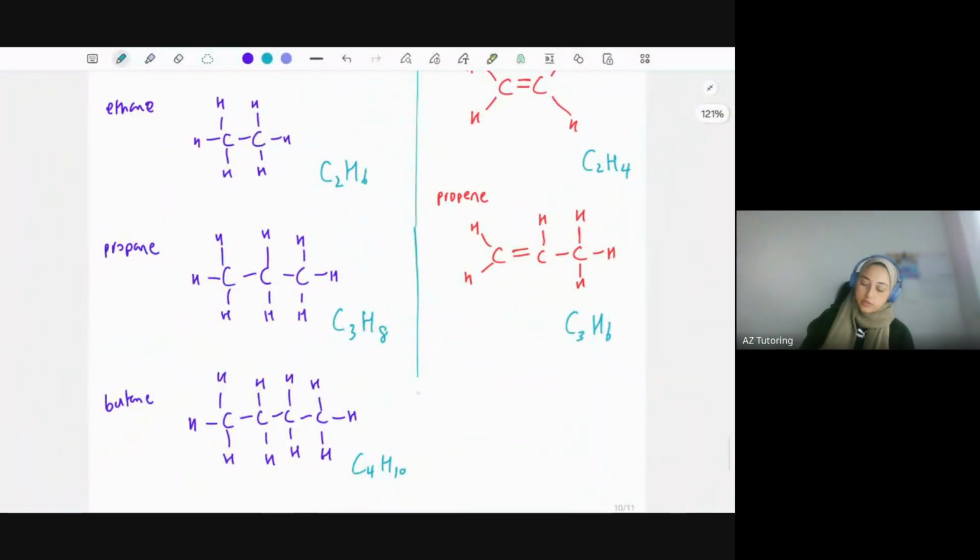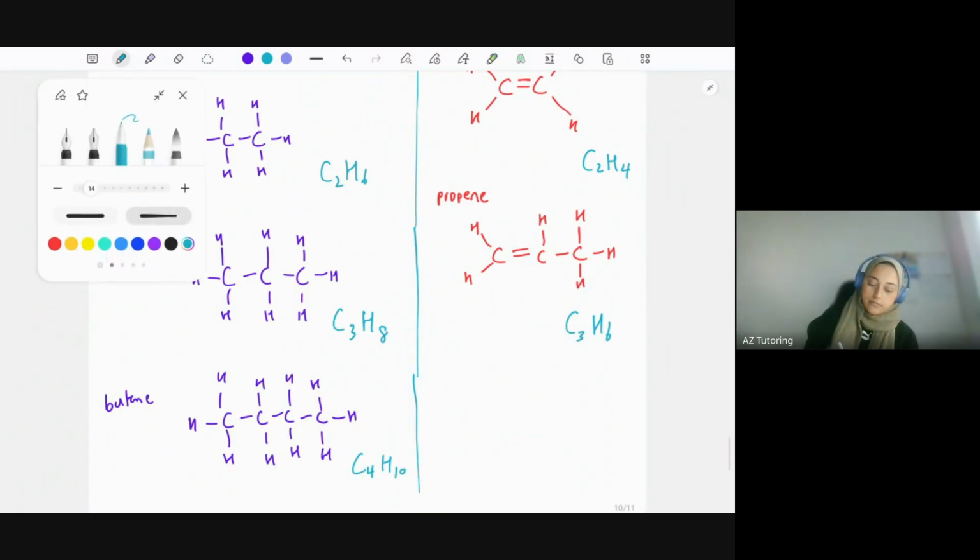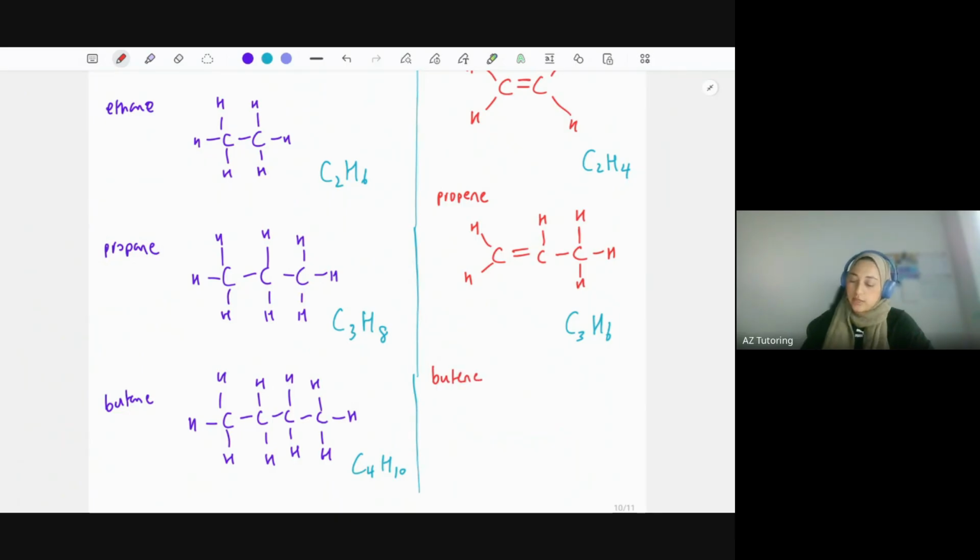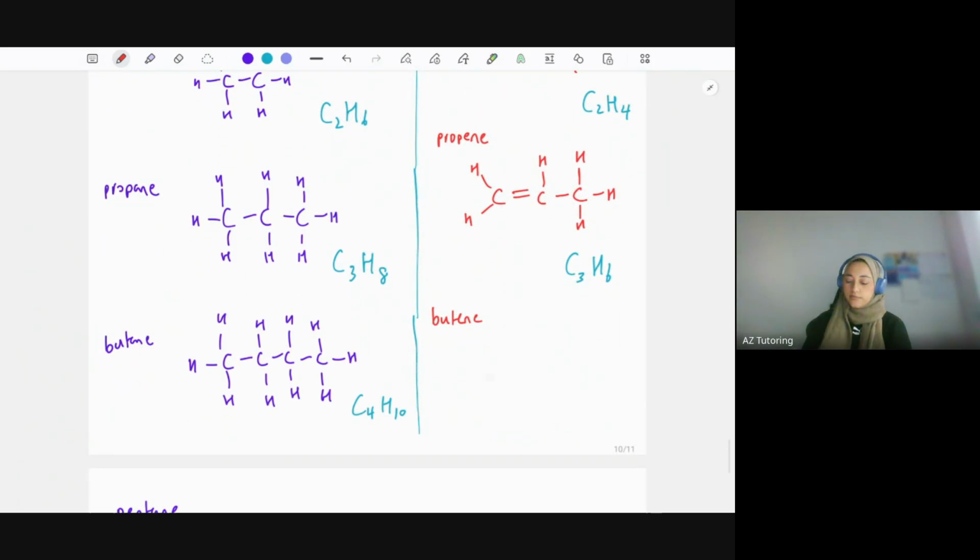Okay, let's do butene. So butene has 4 carbons: 1, 2, 3, 4. It needs a double bond. Just choose anywhere to put that one double bond. I'll just choose in the middle.